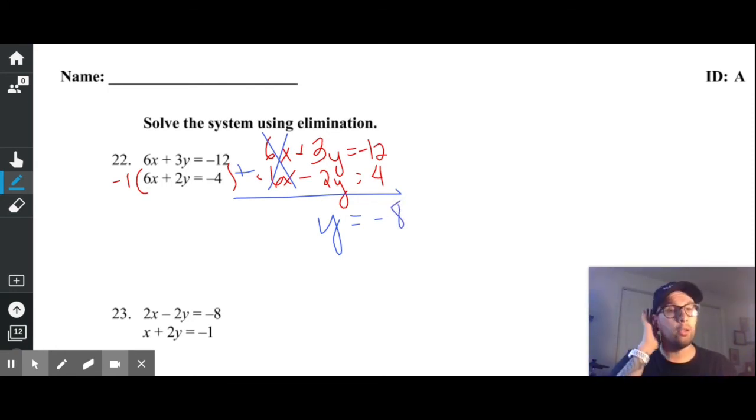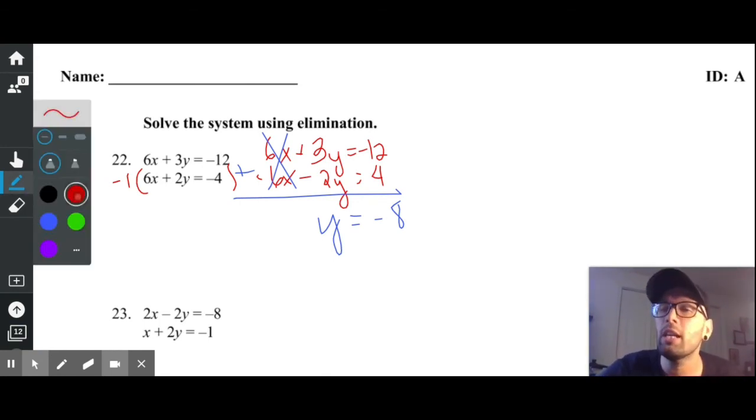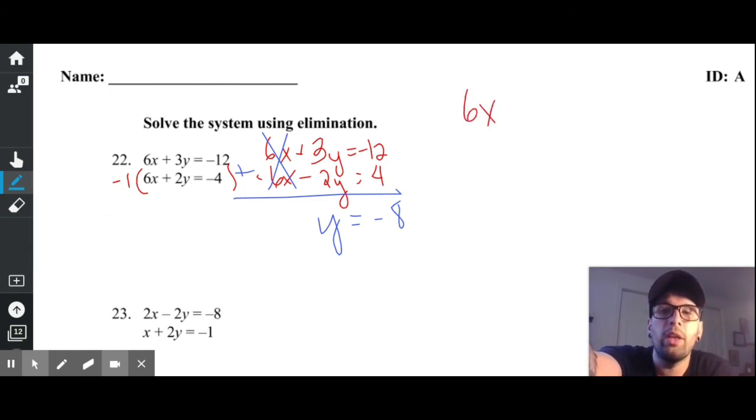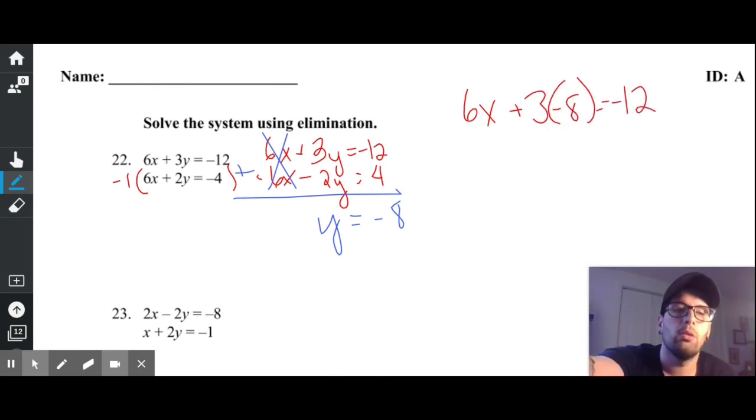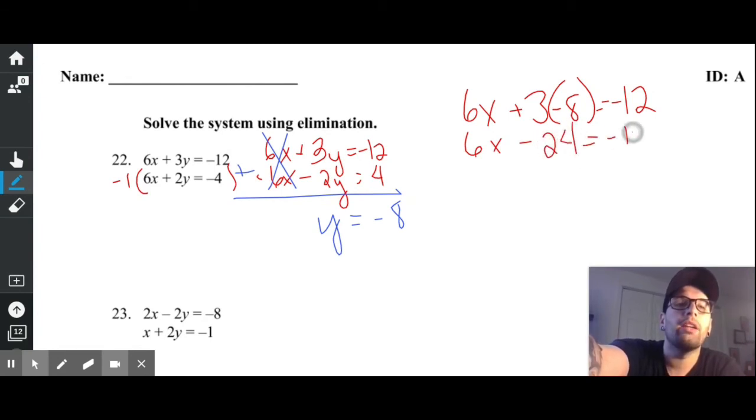Now, what I have to do is find x. So I'm just going to take the top equation. You could take either equation and rewrite it out, but replace y with negative 8. So this is me rewriting out the top equation: 6x plus 3 times negative 8 equals negative 12. When I do that, I have 6x minus 24 equals negative 12.